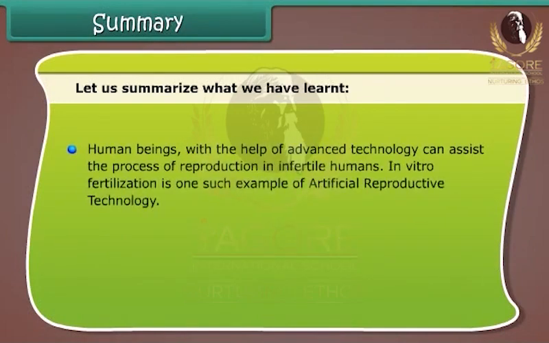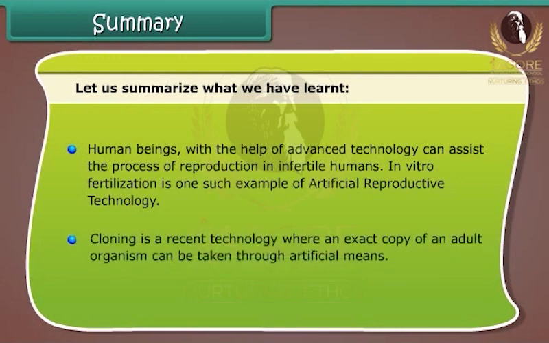Human beings, with the help of advanced technology, can assist the process of reproduction in infertile humans. In vitro fertilization is one such example of artificial reproductive technology. Cloning is a recent technology where an exact copy of an adult organism can be taken through artificial means.